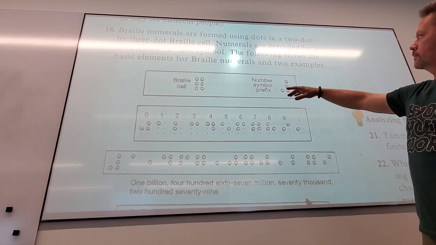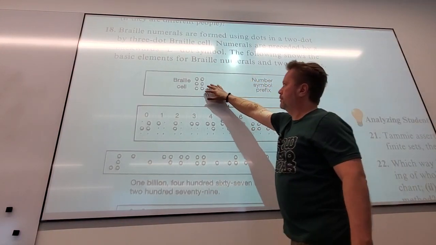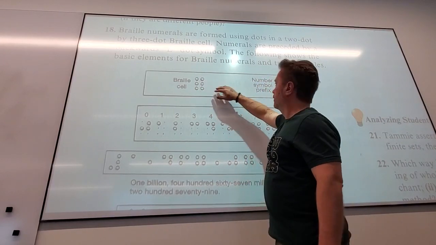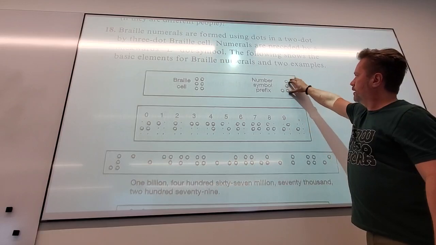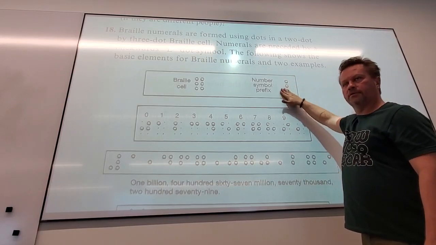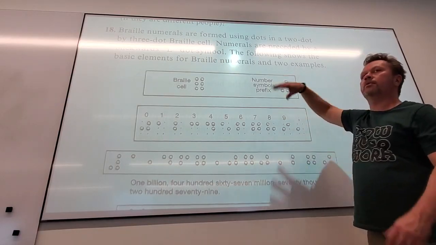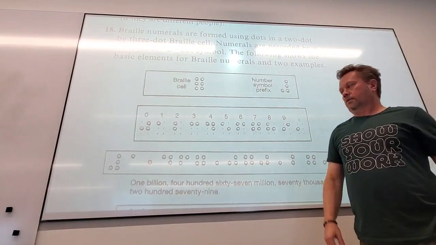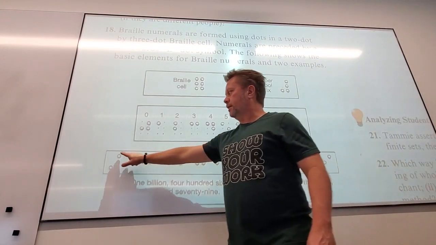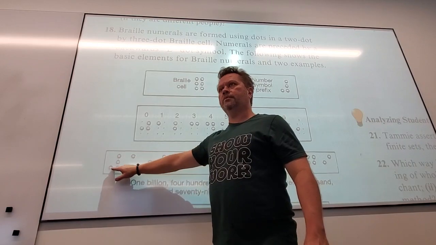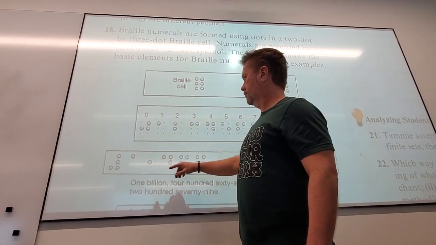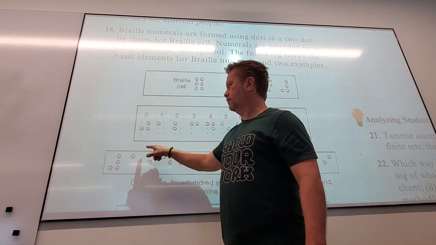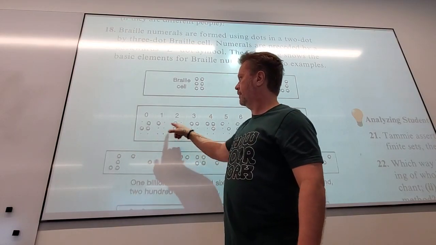Okay. So this is all the possible dots you could have. If you see this number sign in front of something as a blind person, feeling it with your hands, you would know that means a number is coming next. You with me? So that's this symbol here. This symbol is not part of the number. It actually tells you a number is coming. Is that cool?